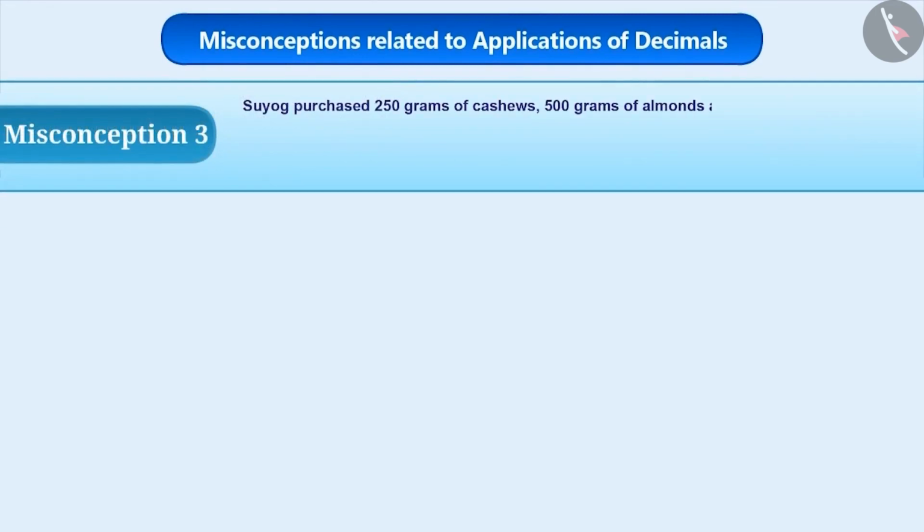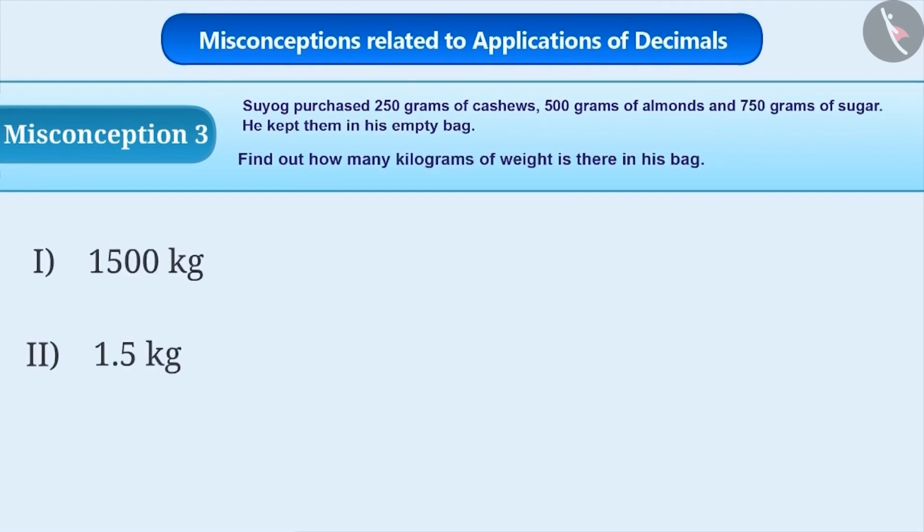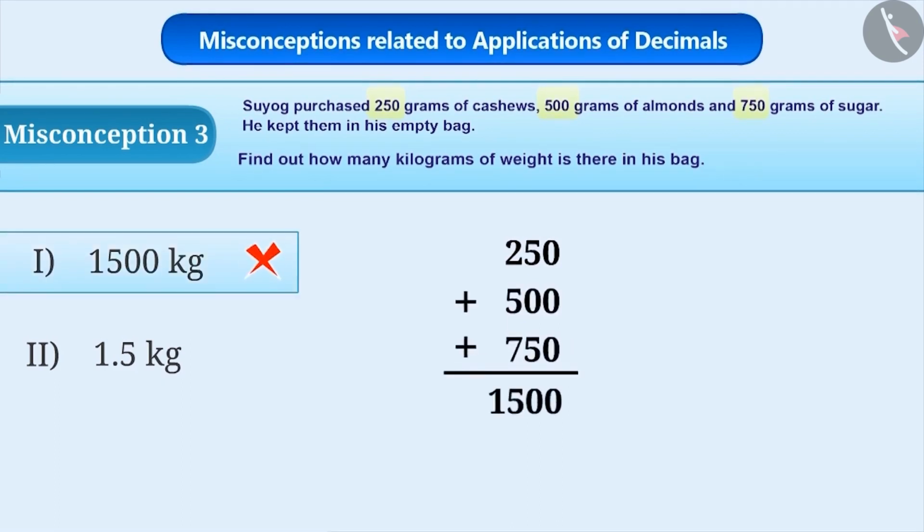Misconception 3. Suyog purchased 250 grams of cashew, 500 grams of almonds, and 750 grams of sugar. He kept them in his empty bag. Find out how many kilograms of weight is there in the bag. Sometimes, students don't read the question properly. Due to this, they give incorrect answers. Some students add weights 250, 500, and 750 to obtain the result as 1500 and choose the option as answer 1. In this question, it is asked to find the sum of 250 grams, 500 grams, and 750 grams.